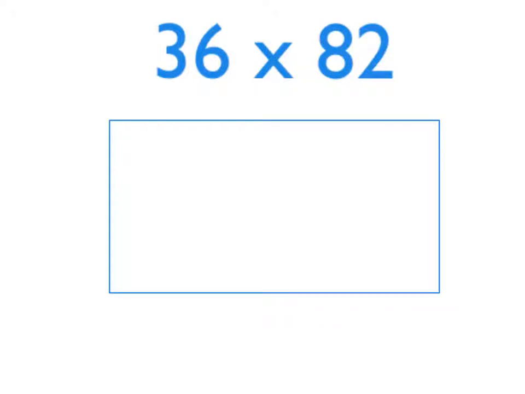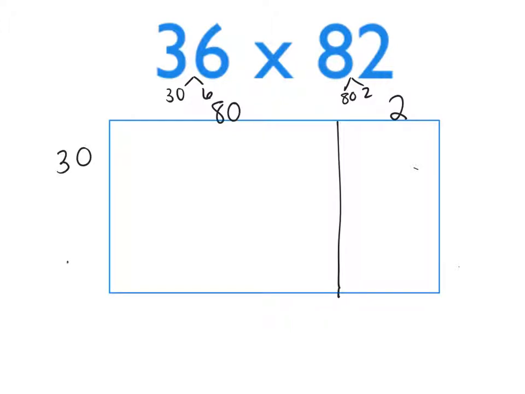So remember, step 1, decompose the numbers. So we have 30 and 6, and we have 80 and 2. So 80 and 2 are going to go on the top because the length is greater than the width. So I am going to put the 2 over here and my 80 here. And then you have 30 and 6.